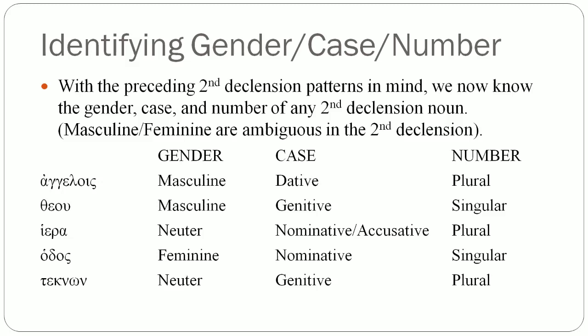But the ending is no problem. Even if the gender is a little bit different, the case and number, you should be able to get this one. Omicron sigma, this is a dictionary form. It's a nominative singular form. Hadas. Last one here is teknon. The gender on this one is neuter. And as I mentioned before, you have an omega nu ending here, and so that strongly suggests that it is a genitive plural.